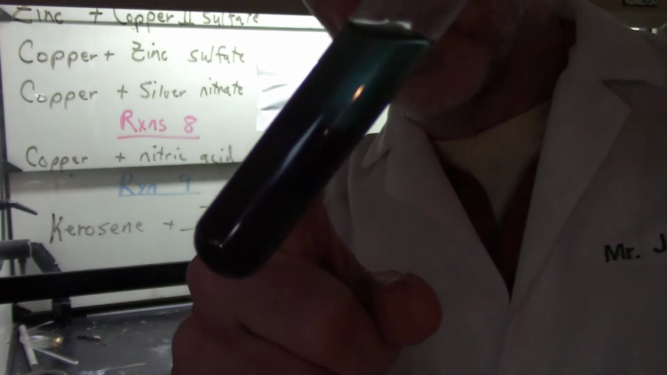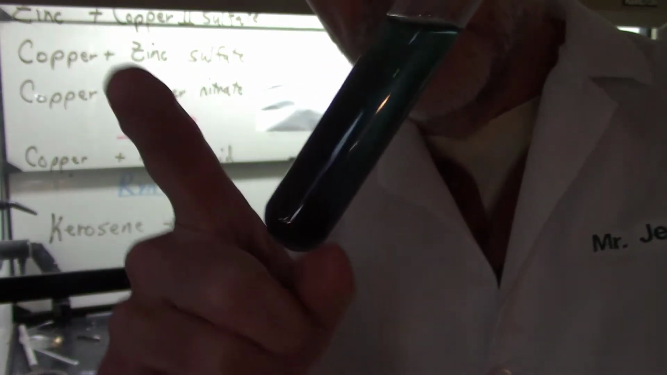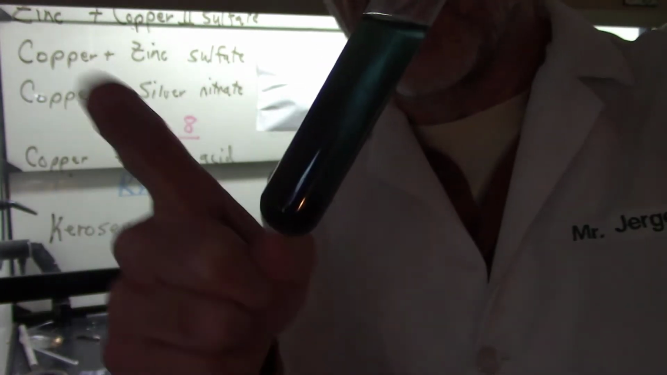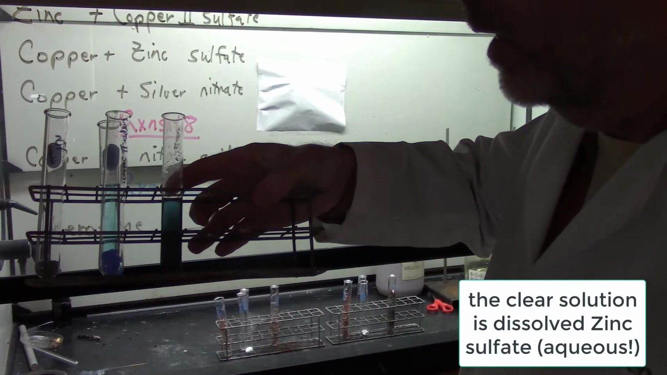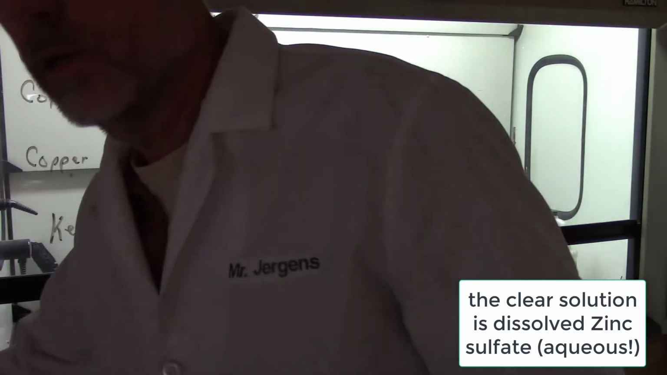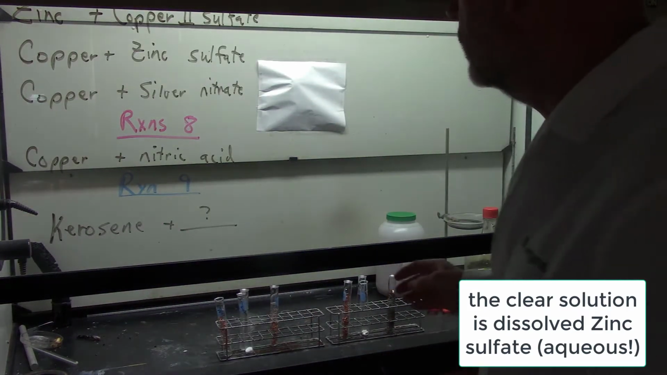And then as I look at the solution, it's not as blue as it was a minute before. I probably should have come in a while ago and started this. But anyway, you can see that this solution is pretty clear in color. That is actually zinc sulfate. So let's see if we can figure out the reaction here.